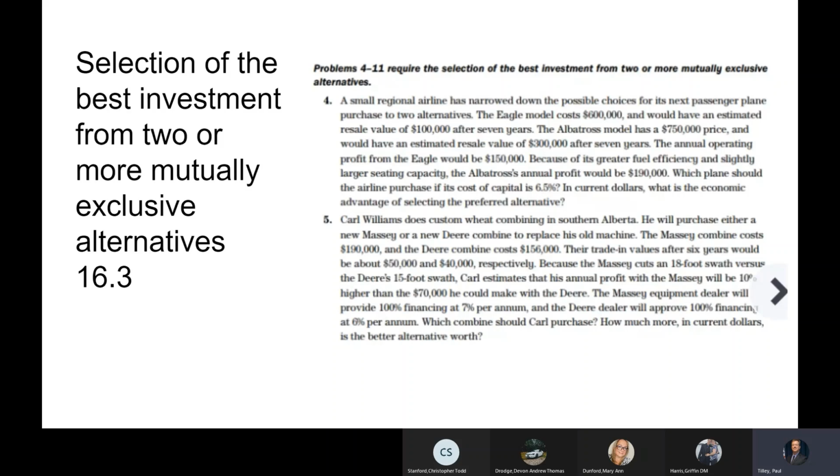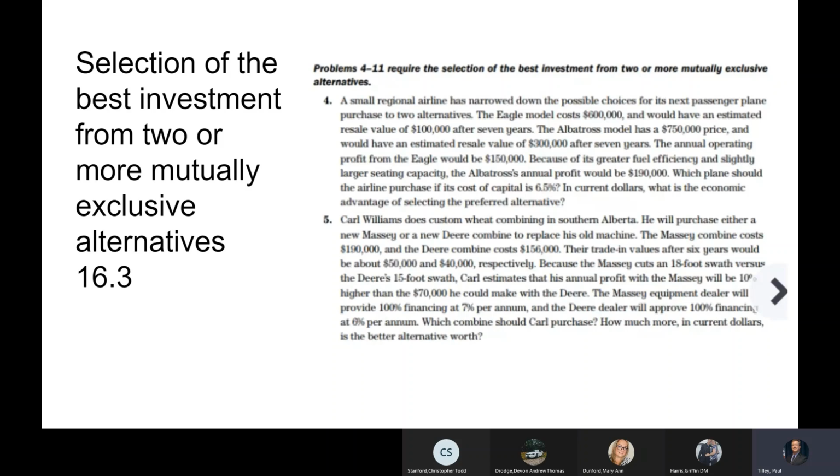It costs $600,000 and would have an estimated resale value of $100,000 in 7 years. So again, looking at the outflow side, $600,000 needs to be spent right away, and in 7 years we're going to get $100,000 back. To figure out the net present value of their expenditure, we take the $600,000 and the present value of $100,000 in 7 years' time, how much we spent versus how much we get back.